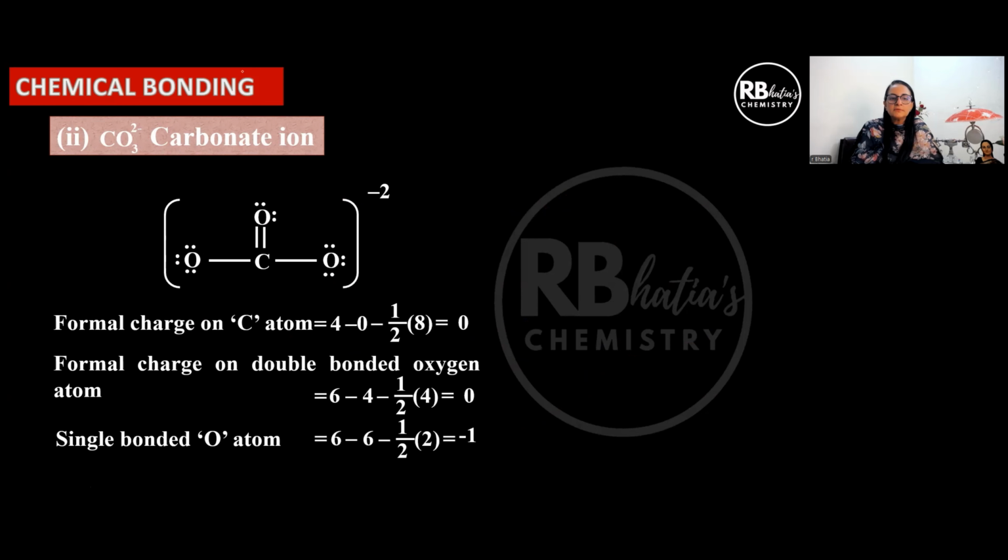So this is 0. Carbon is 0. How did we find on carbon? Carbon valence electrons are 4, and we have no unshared pair. There is no unshared pair on this carbon. So this is 0, right? Minus half of 8. Why 8? 2, 4, 6, and 8. So these 8, finally we have 0 charge. This is 0, this is 0, this is minus 1, and minus 1, total charge is minus 2.